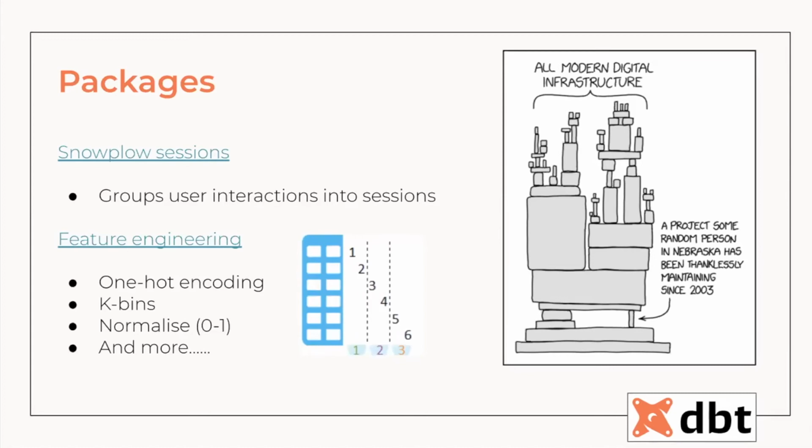Another one for the data science community, there's a nice package for feature engineering. You can take your data and apply this package to do one-hot encoding, to bin data into K bins or whatever, normalize between 0 and 1, and many, many more. So there are packages available for you to use. Hopefully the code is reliable.